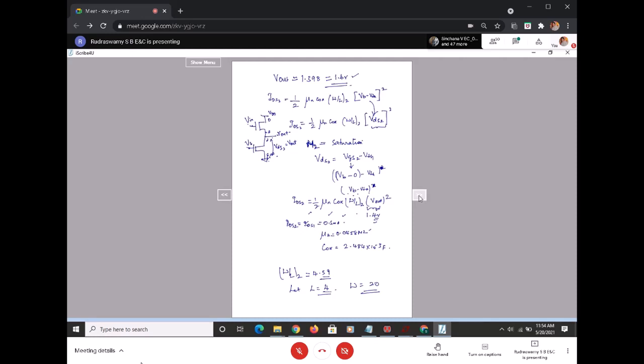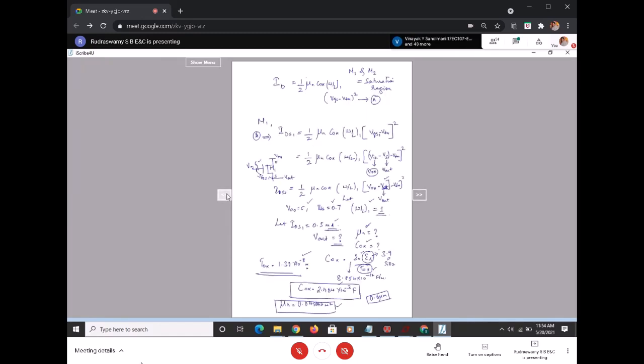Okay, so we assume the W by L of M1 as 1. You can take W by L as 1 by 1, 2 by 2, whatever. And W by L of M2 is around 4.59, where with L as 4 we can calculate W, that is 20. We are calculating this W by L and the V out considering the drain to source current of M1 and M2 operating in saturation. So hope this design is okay.